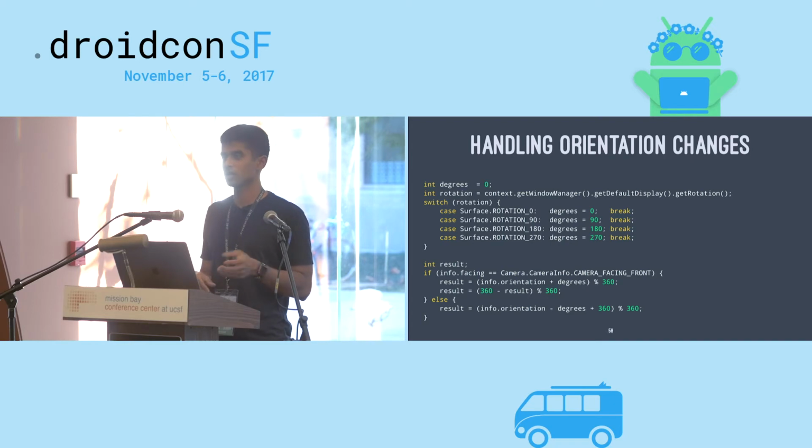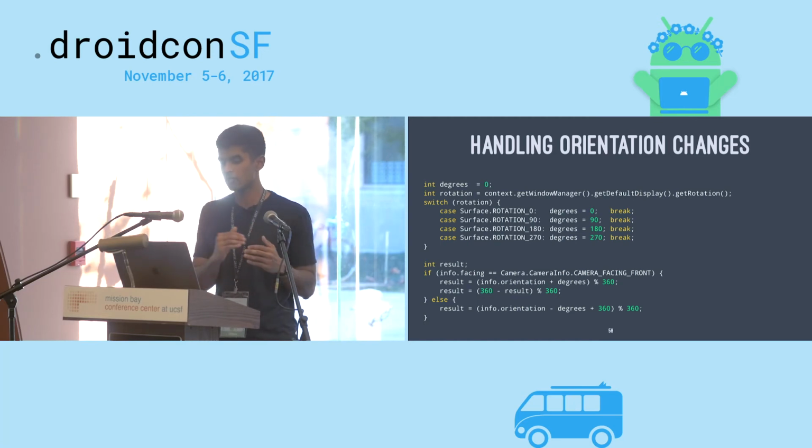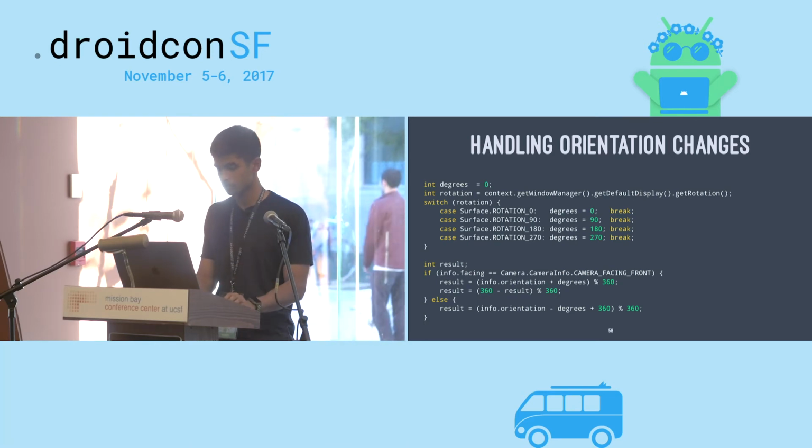If you've ever taken a picture and you went to a photo viewer and it's rotated, it's probably because they didn't do this properly. So you always want to handle for that. And always keep in mind that the front camera versus rear camera is always the inverse.